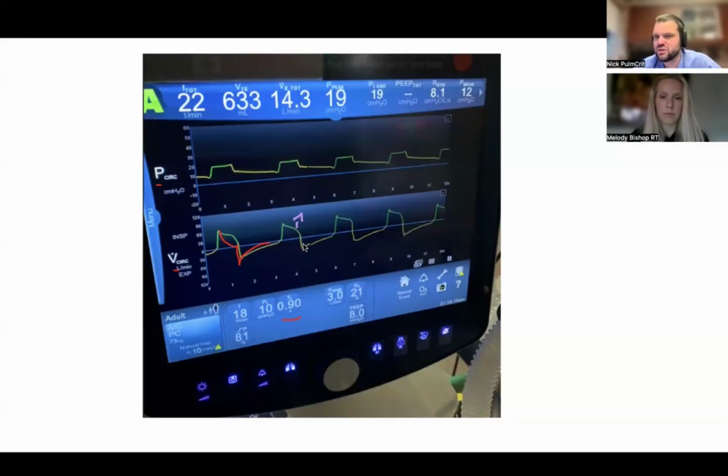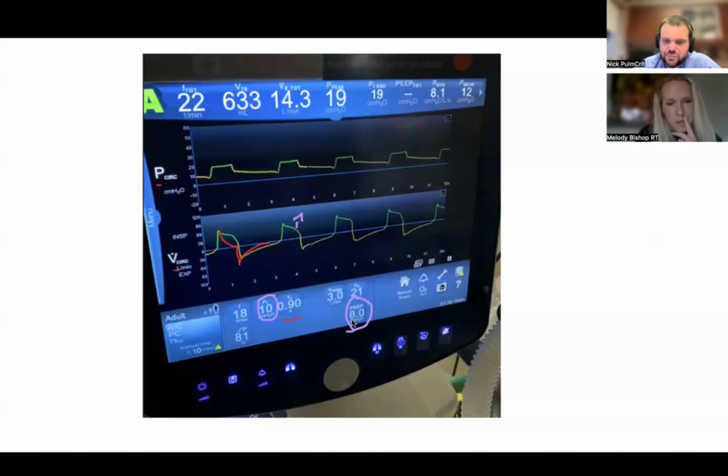So my guess would be if we took a plateau pressure on these breaths, the plateau would probably be higher than what we set. And it looks like whoever set this, did you set this, Melody, or someone else set it? I don't even remember. This was so long ago, it was saved from ages ago. I don't think I did. I think I walked up on this one.